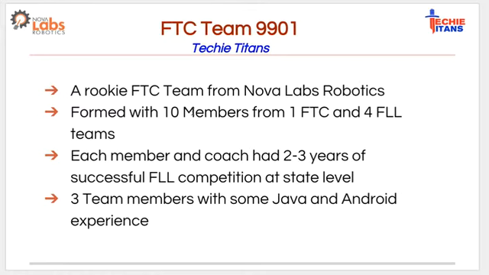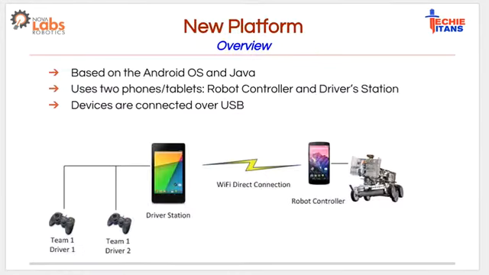A rookie FTC team for Novaland Robotics. We formed with 10 members from one FTC team and 4 FLL teams. Each member and coach had 2 to 3 years of successful FLL competition at state level, and 3 team members have a heavy knowledge in Java and Android. So let's go ahead and get started.